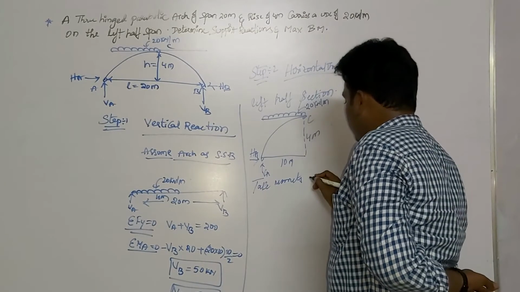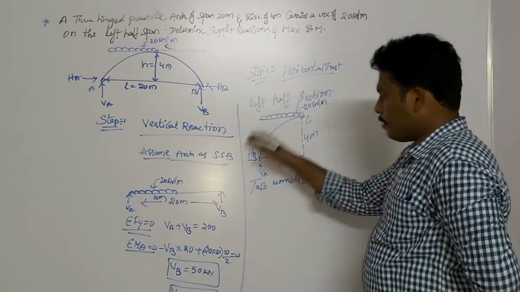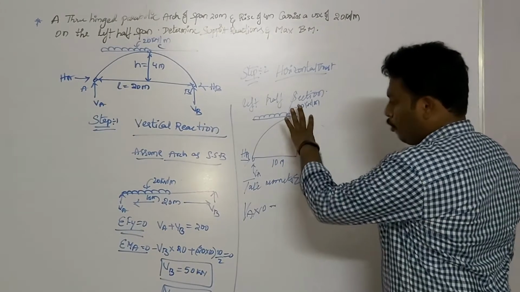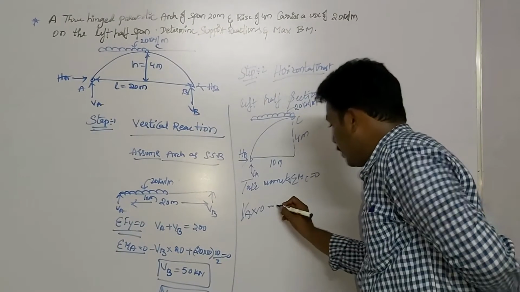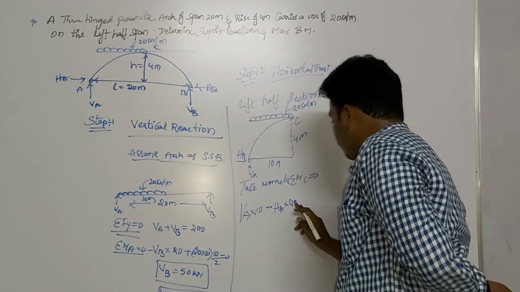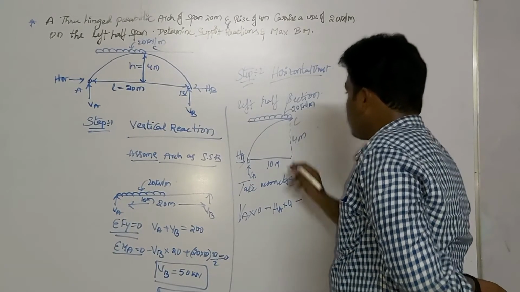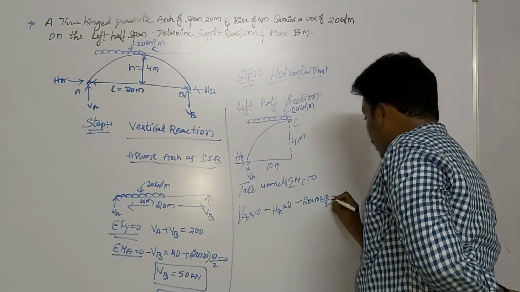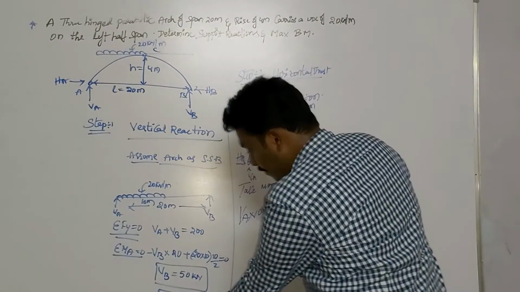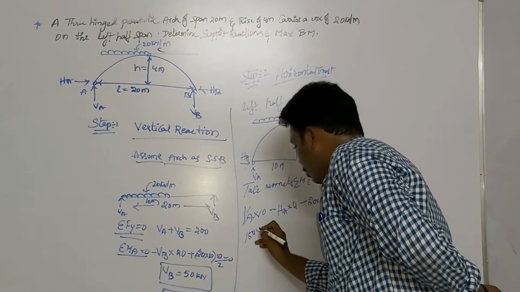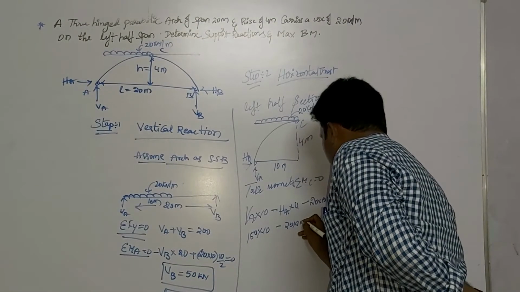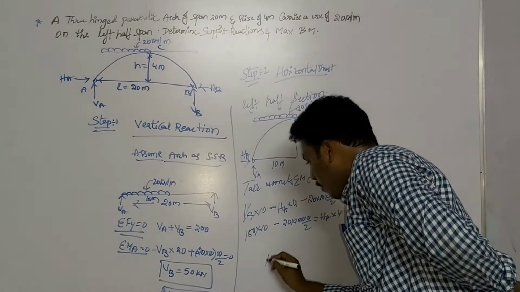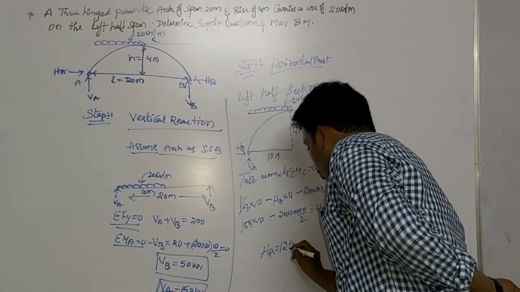Take moments about C. As before we said, MC is equal to 0. So from this side, VA into 10 meters minus HA into 4. H is a horizontal force and the perpendicular distance will be 4 meters. HA into 4 meters minus load act అవుతుందన్న of 10 meters span, 20 into 10 into 10 by 2. We are calculating the moment. Don't forget that. So from here, మనకున్న VA value ని తీసుకొచ్చి ఇక్కడ సబ్స్టిట్యూట్ చేయండి. 150 into 10 minus 20 into 10 into 10 by 2, which is equal to HA into 4. From this, we can calculate the value of HA, which should be equal to 125 kilonewtons.